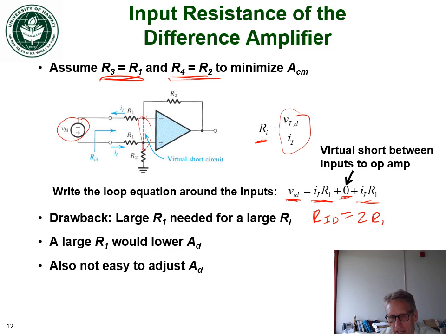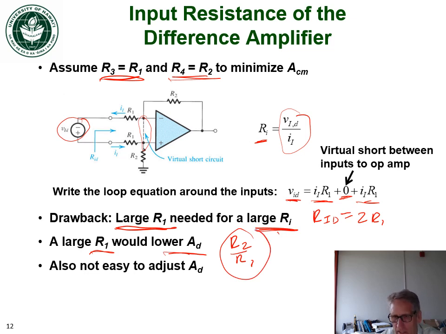Now this is not ideal. So what this means is that you need a large R1, right, for a large input resistance. However, if you have a large R1, this is going to lower our differential mode gain because remember that's proportional to R2 over R1. And so this limits how much gain we can get out of this because R2 can only be so large.